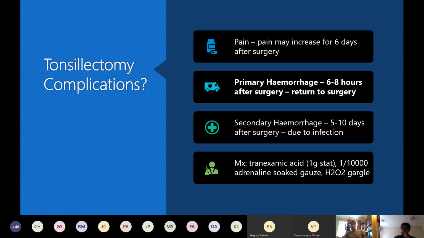Secondary hemorrhage, 5 to 10 days afterwards, they don't need to go back to surgery. It's usually due to infection. Therefore, that's treated in the way infections are treated, with antibiotics. Depending on the severity of the bleeding, because that's what you would treat acutely, it's usually tranexamic acid, 1 gram stat.